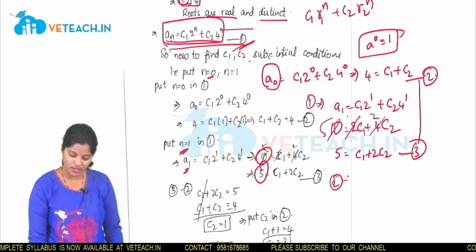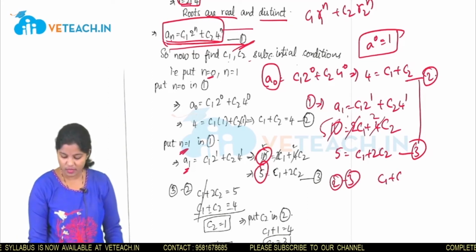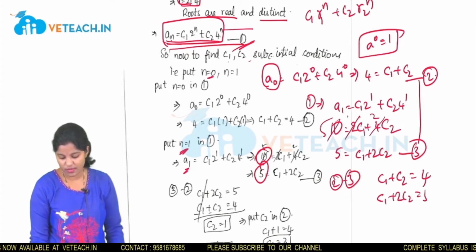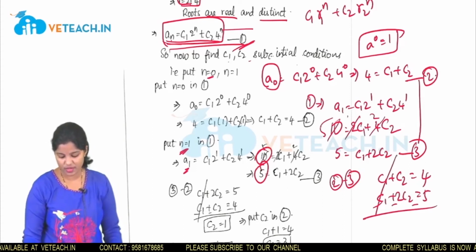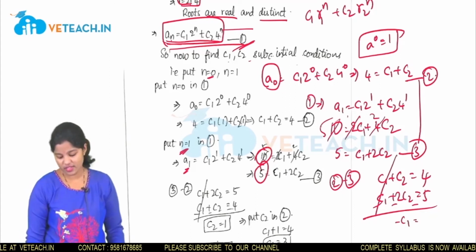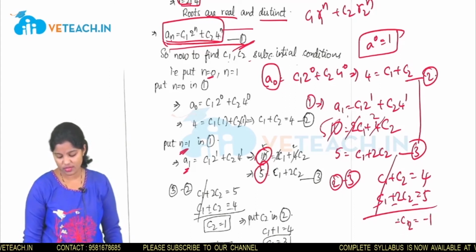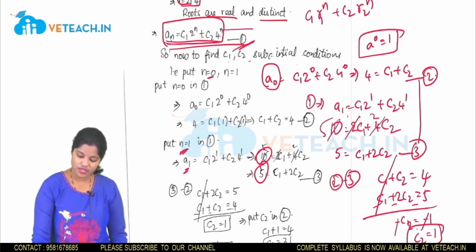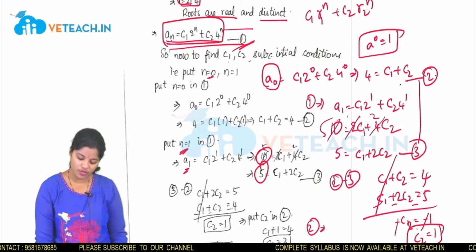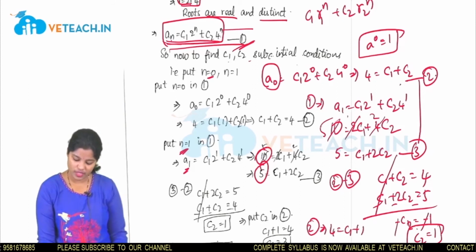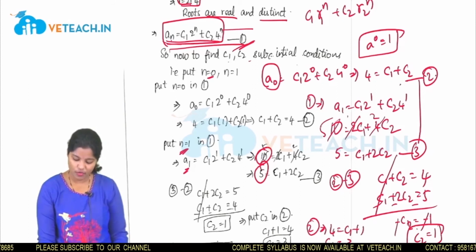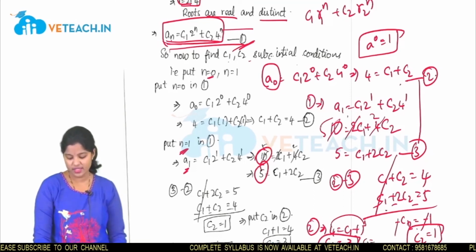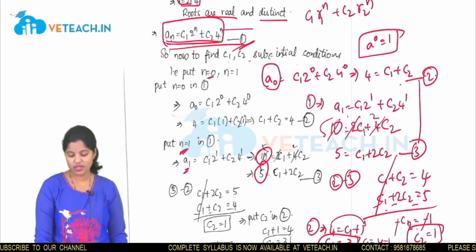That is just to subtract 2 minus 3. C1 plus C2 is equal to 4. C1 plus 2C2 is equal to 5. Do subtraction. We will get minus C2 is equal to minus 1, minus minus cancel, C2 is equal to 1. Substitute C2 equals 1 in equation number 2. 4 is equal to C1 plus 1. C1 is equal to 4 minus 1, that is equal to 3. If we take this 1 to that side, 4 minus 1, so C1 is equal to 3.